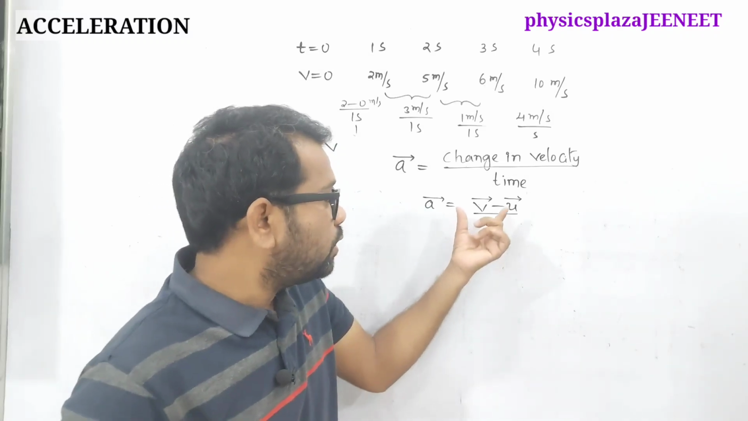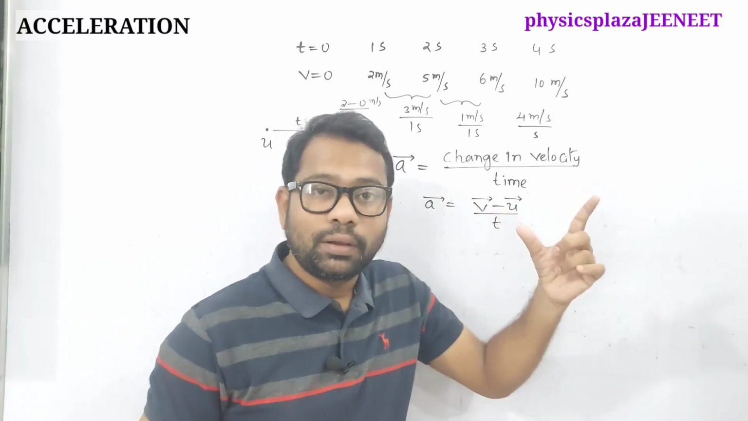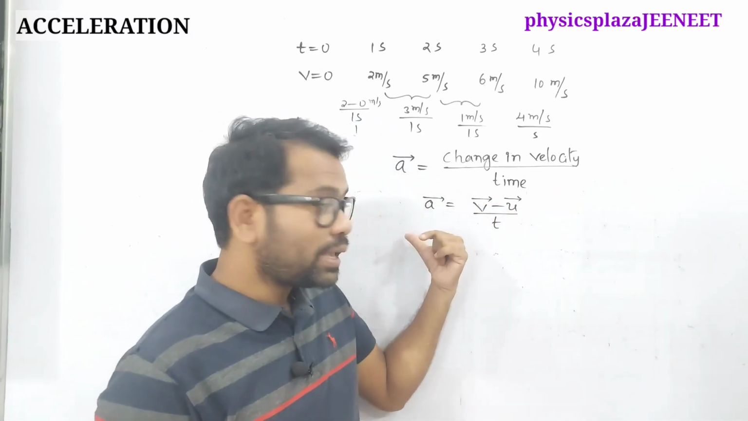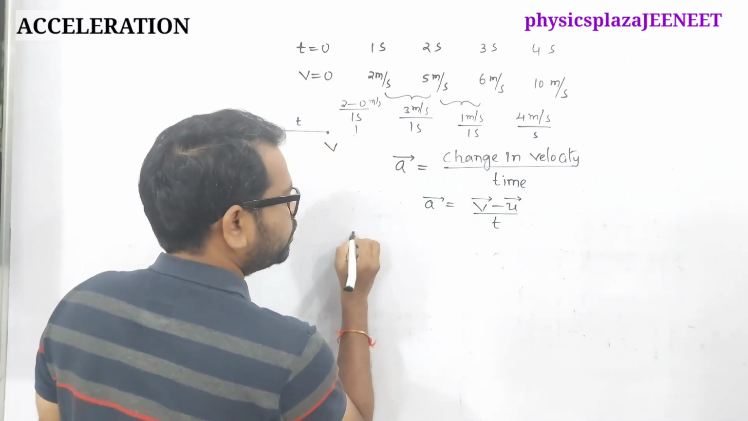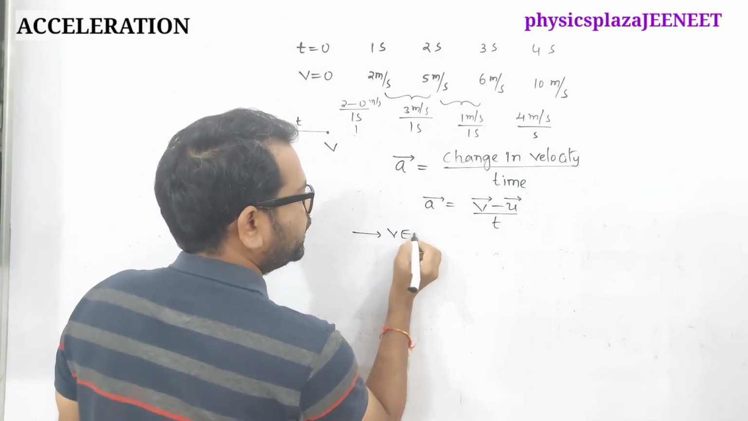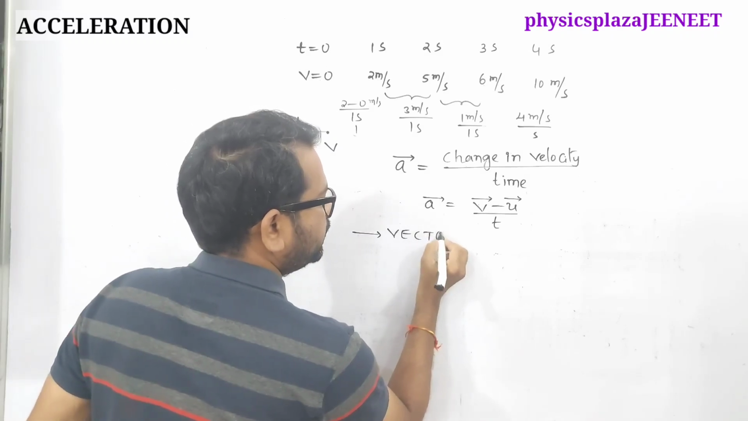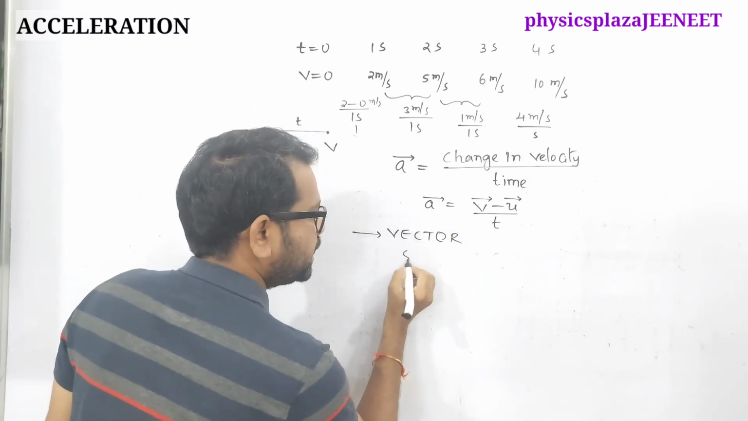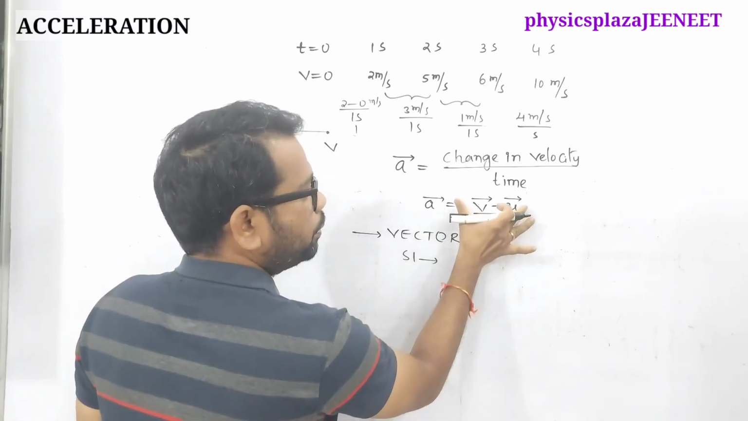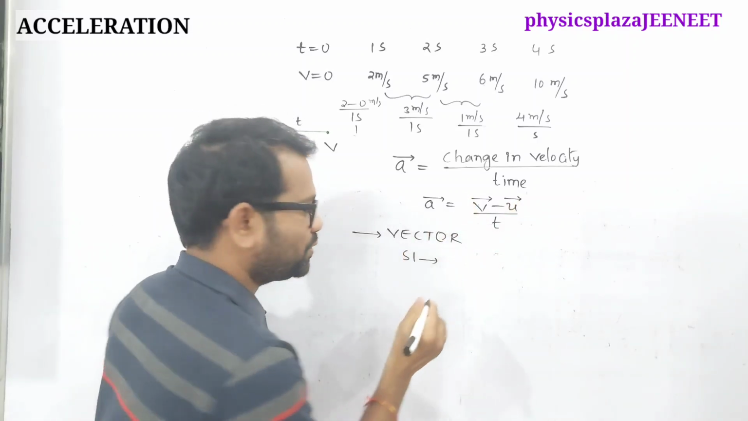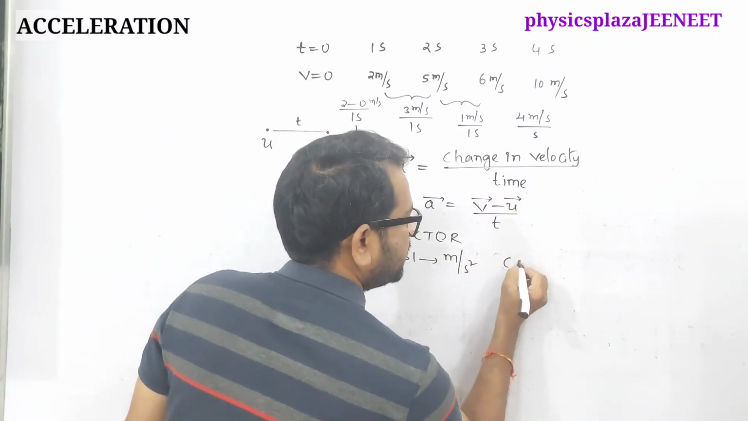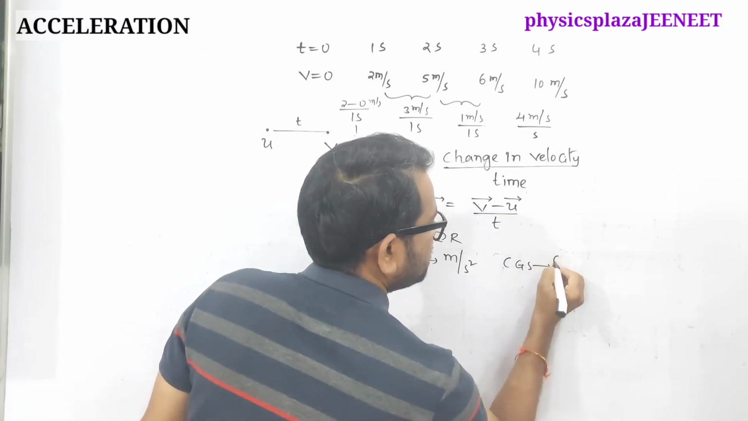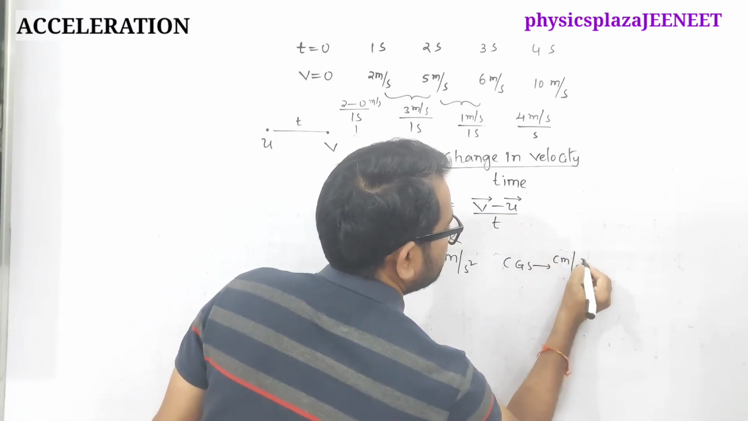As you know, velocity is a vector quantity and acceleration is a change in velocity, and obviously here acceleration is also a vector quantity. Its SI unit is meter per second square, and the CGS unit is centimeter per second square.